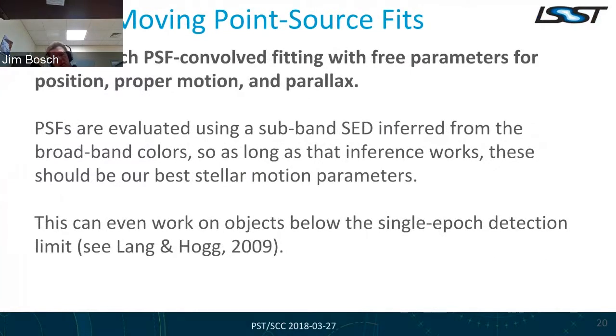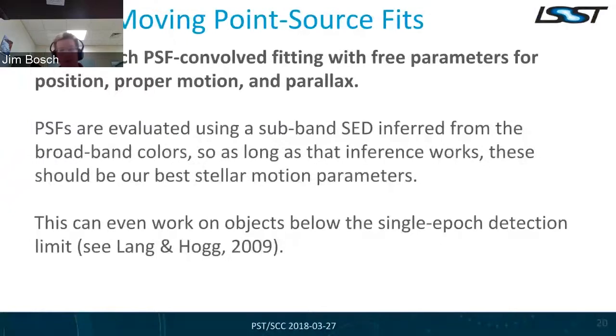Next up is the astrometric measurement that I think most people will want to use most of the time, at least if you're concerned about moving stars. These are the moving point source fits in the object table. These are multi-epoch PSF-convolved fits in which we have free parameters for the position, the proper motion, and the parallax. This is really a forward modeling of everything you care about in looking at stellar motions. The PSFs in this case will be evaluated using the subband SED we inferred from the broadband colors. I think that'll be just fine for the vast majority of stars, and when that's the case, this should give our best stellar motion parameters.